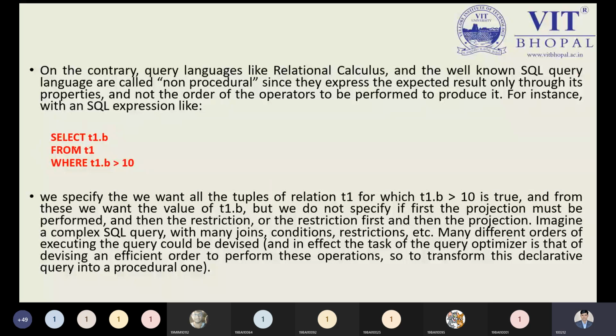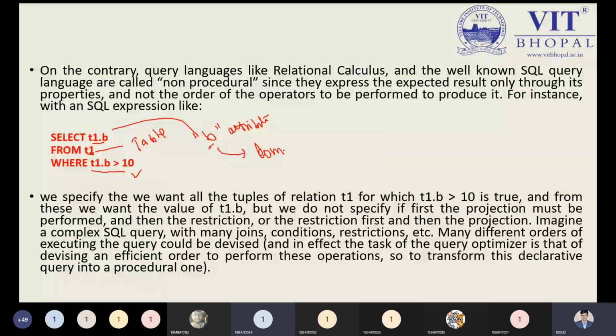Since we are putting this point, select T1.B from T1, where T is a table. From this table, we are selecting the B attribute. And T1.B is greater than 10. So from table T1, the B attribute value must be greater than 10. This is a condition. What I am dealing with here is just the specific column name B. So here I am dealing with only the domain of the B attribute. So we can say domain of the B attribute.